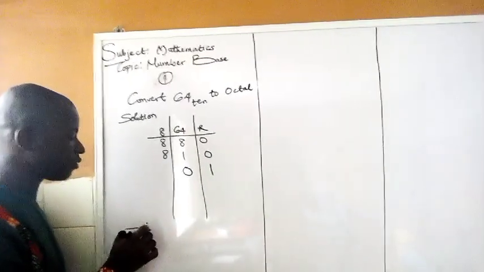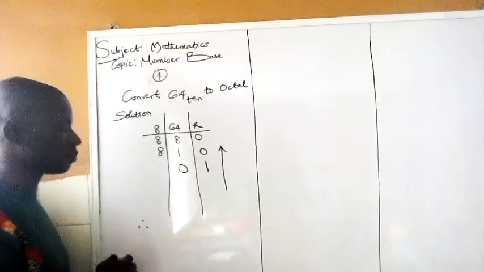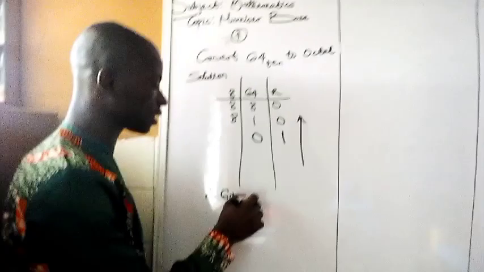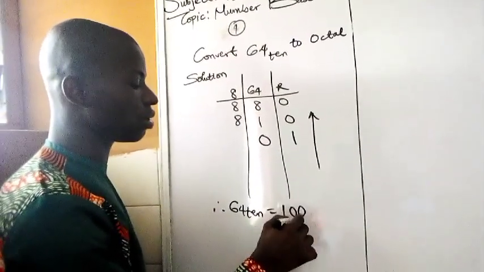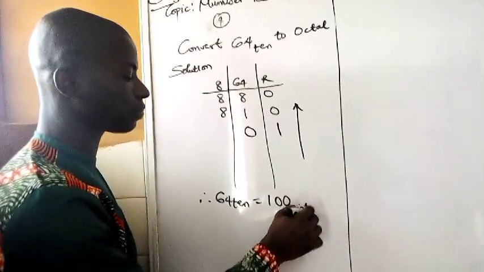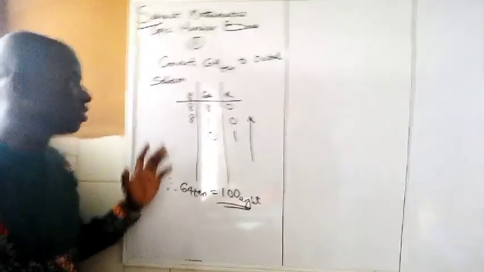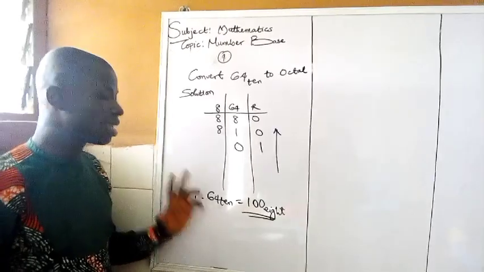Then, don't forget to count your answer from down to up. You have 64 base 10 equals 100 base 8. That's all. Do you understand that? So please take note as we are wrapping it up here before we go to base 10. So please take note of that.